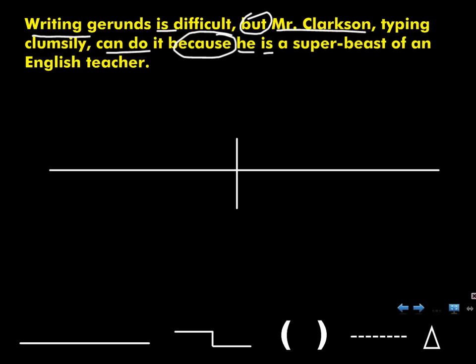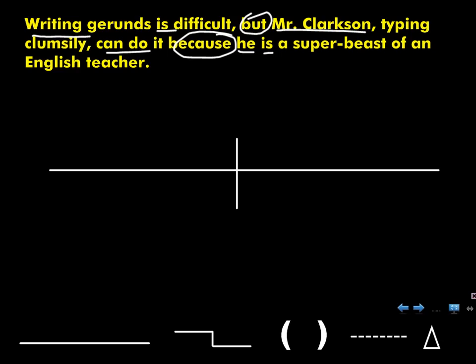Answering those questions takes something that looks ridiculously complicated and makes it manageable, because now what do you have? You have 3 relatively easy sentence diagrams, not one huge difficult one. So we'll do them one at a time, as should you. Take a look at each clause and diagram it. Let's start with the first one. Writing gerunds is difficult. This is actually pretty easy, right?